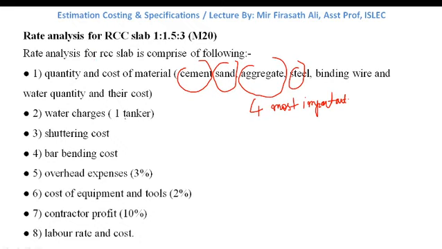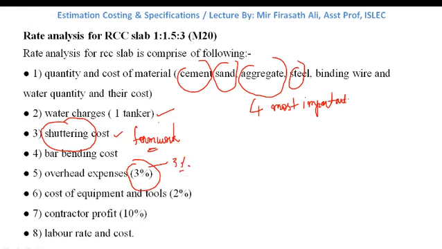The next is water charges. Suppose the site is at a remote location where we don't have any borewell or proper water supply, so we need to adopt water charges through a water tanker. Then shuttering cost. What do we mean by shuttering? For making the concrete in the form, we call it formwork also, shuttering or formwork. Then bar bending cost and overhead expenses. These are hidden charges which we need to include.